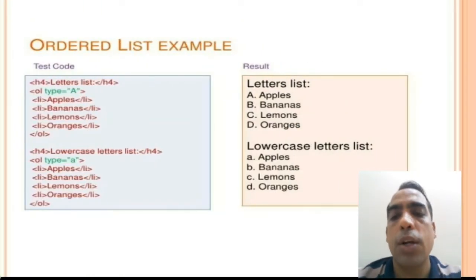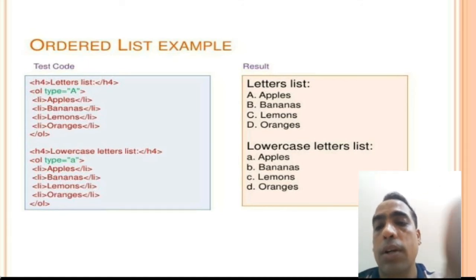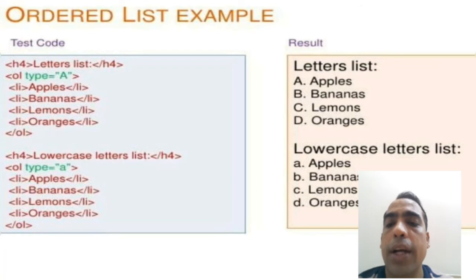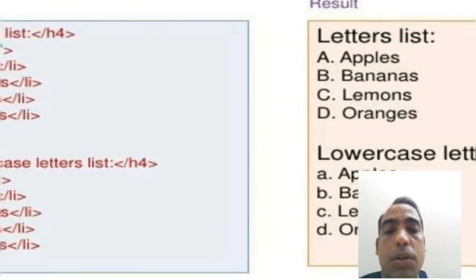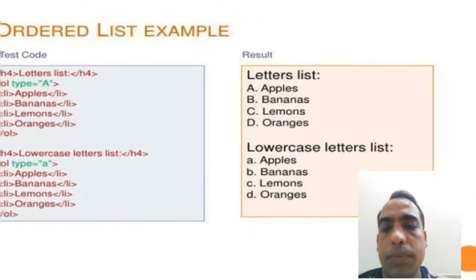Now you can see two examples of ordered list. In the first example, we have written the OL tag for ordered list and type is capital A, and the LI tag means list items. First item is apples, second item is bananas, third is lemons, and fourth is oranges. You can see the result of this code. Capital A apples, capital B bananas, capital C lemons, and capital D oranges.